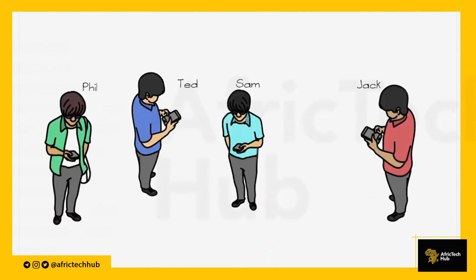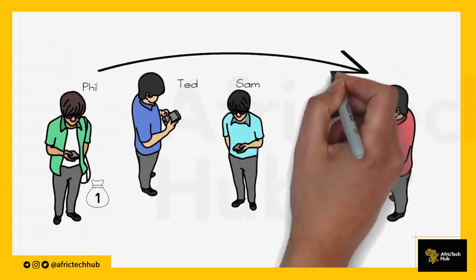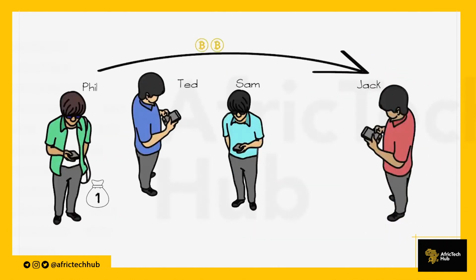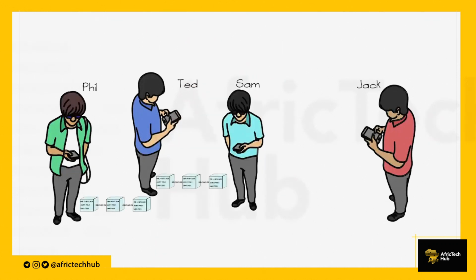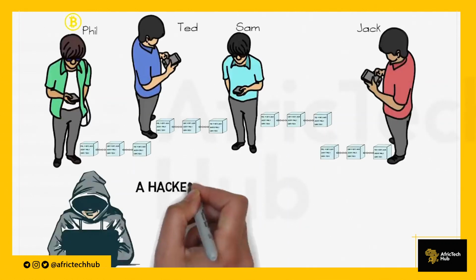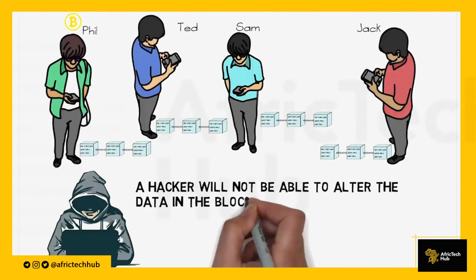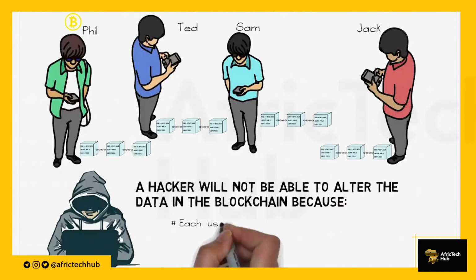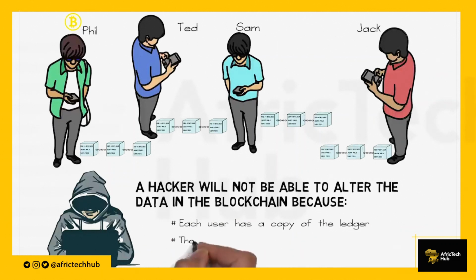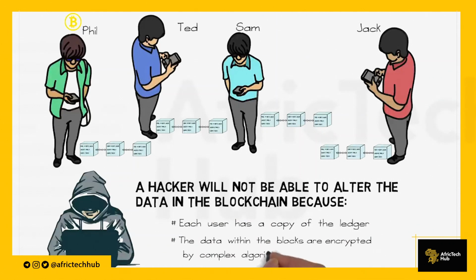basis of blockchain. So what happens when Phil has only 1 bitcoin left and he tries to send 2 more bitcoins to Jack? The transaction will not work, because all the friends have copies of the ledger, and it is clear that Phil has only 1. His friends will flag this transaction as invalid. A hacker will not be able to alter the data in the blockchain because each user has a copy of the ledger. The data within the blockchain are encrypted by complex algorithms.